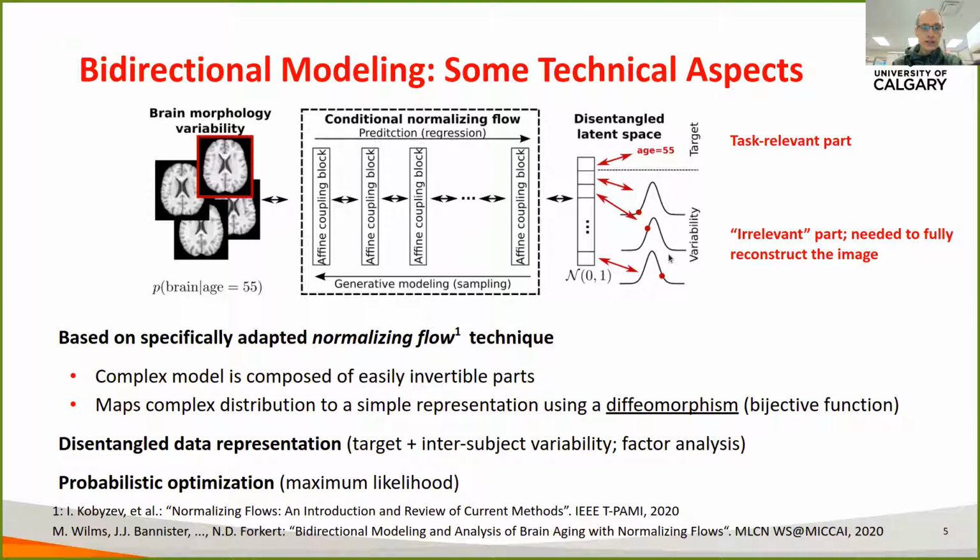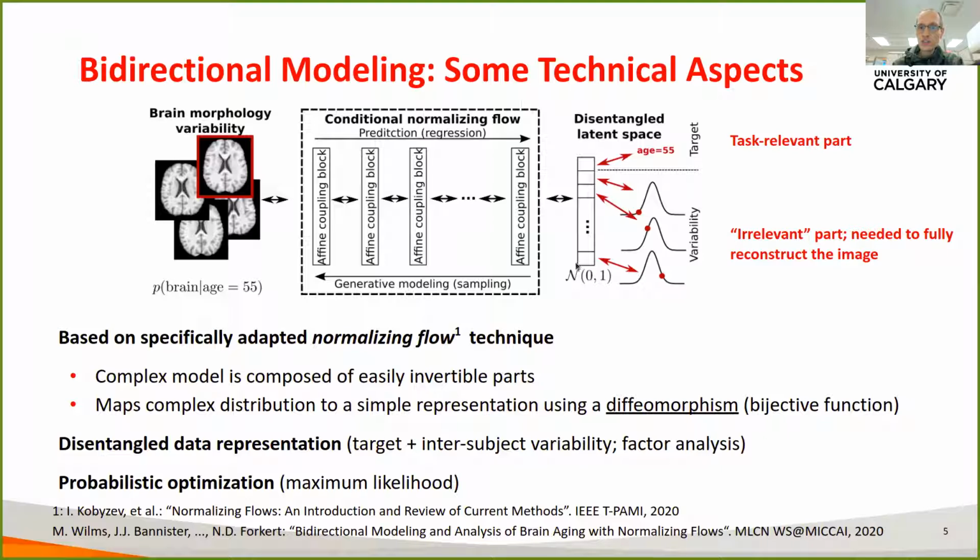So our bidirectional model is based on a specifically adapted normalizing flow technique. That means that we have a complex model that does this mapping from left to right and right to left. It's composed of easily invertible parts, so a chain of simple functions. This is what's being used in normalizing flows, and it maps a complex data distribution, as you can see here, brain morphology variability conditioned on a specific factor like age, and maps it to a simple representation using a bijective function.